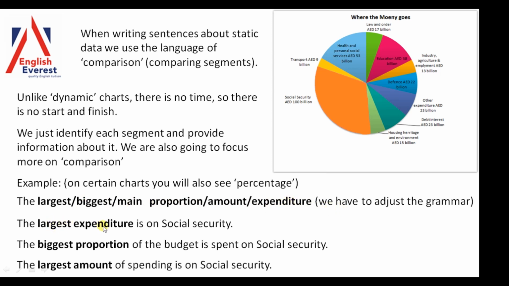The largest expenditure is on Social Security. The biggest proportion of the budget is spent on Social Security. The largest amount of spending is on Social Security. So those three sentences are telling us the same thing. We're just varying our language, which is something you need to do, of course.